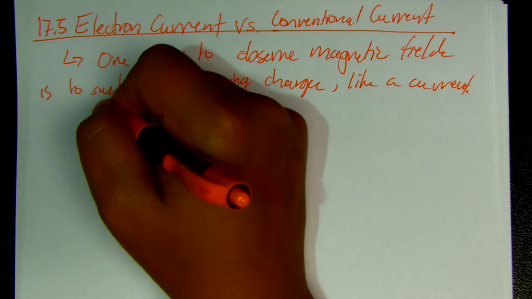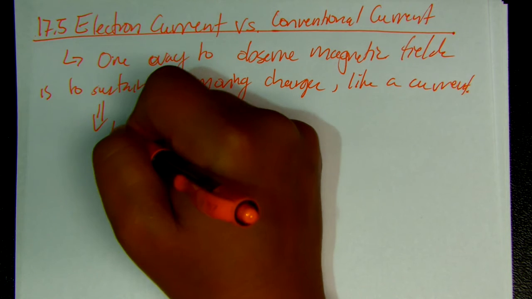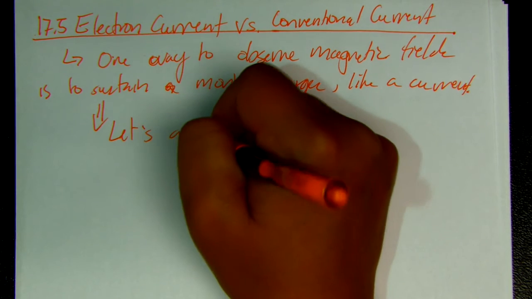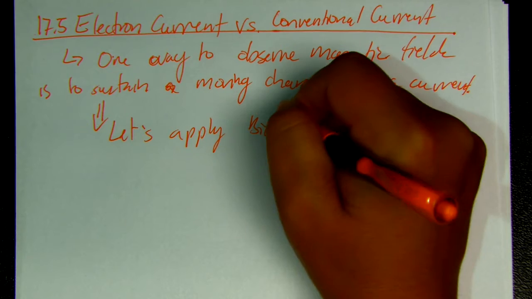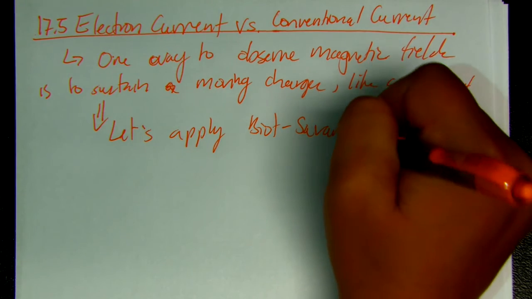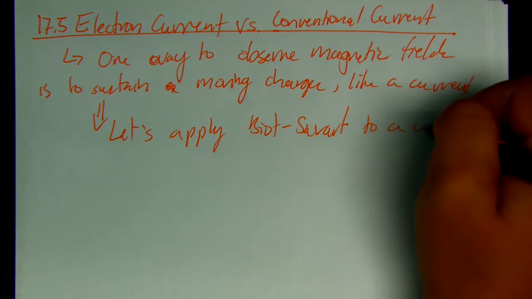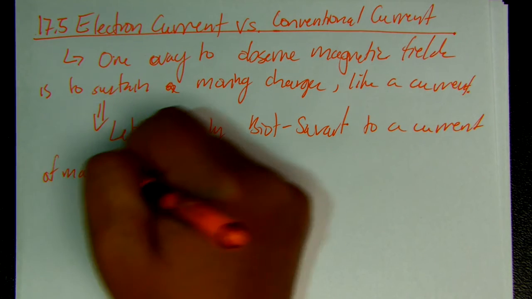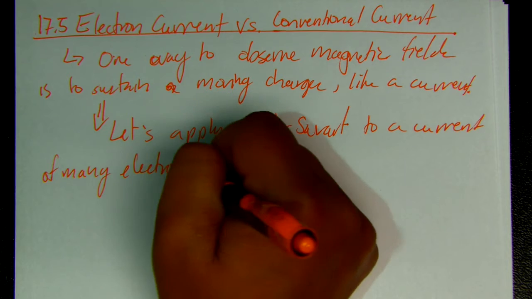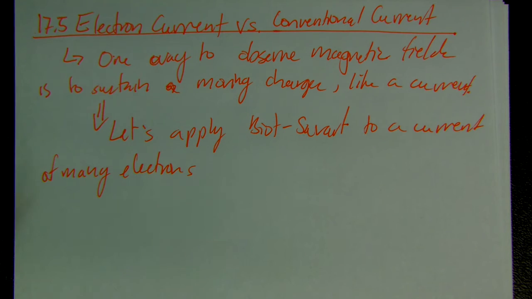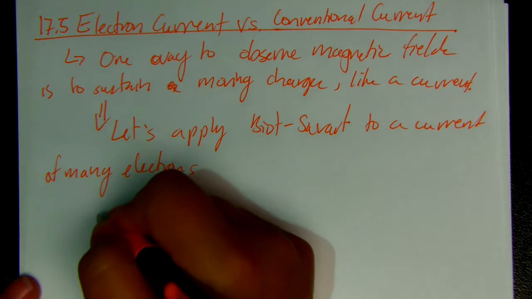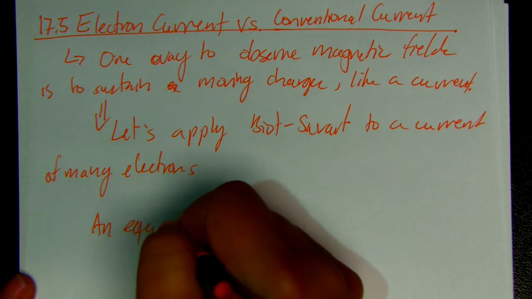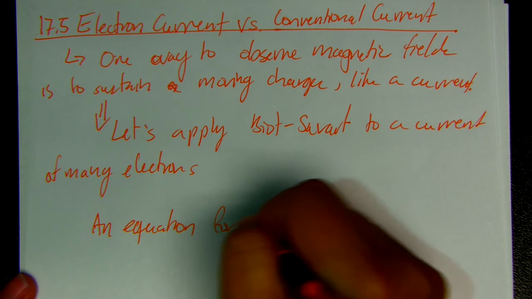All right, so we know how to do Biot-Savart, so let's apply Biot-Savart to a current of many electrons. After all, it's pretty rare that you're observing just one. All right, so we need an equation for electron current.